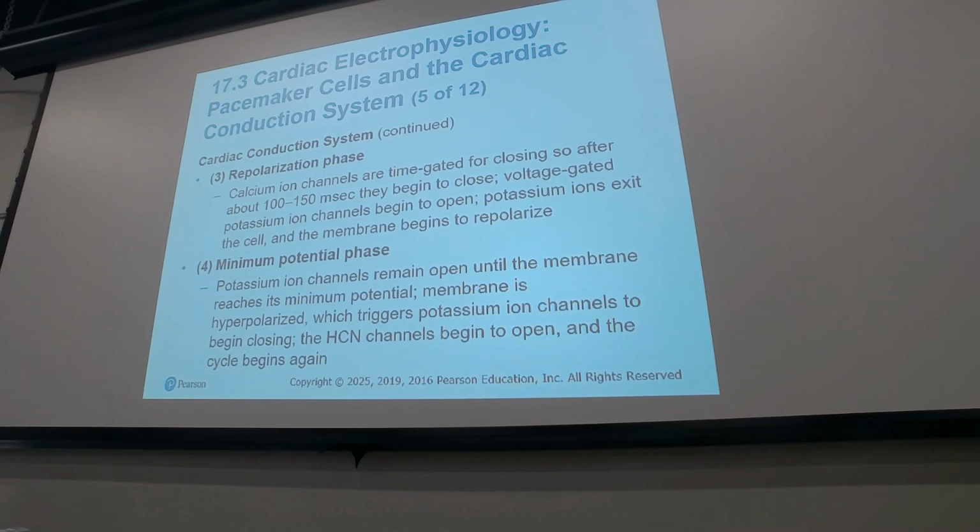And then you have a minimum potential phase in which the potassium channels remain open until you reach minus 50. And then if these potassium channels remain open longer, from minus 60, you can go up to minus 70 or up to minus 80, and that is called hyperpolarization. And that's when your nonspecific channels start to open, and you start the cycle again. So it's a cycle.